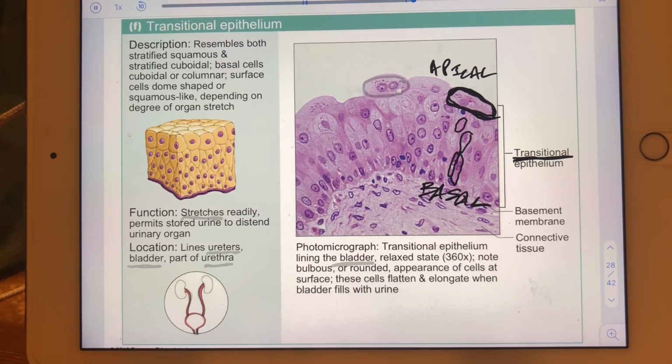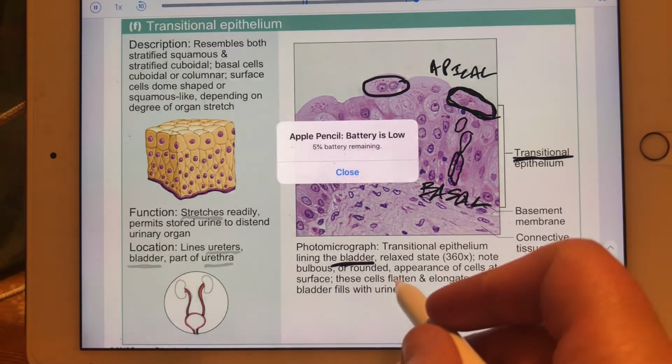Okay, and this particular micrograph was taken in the urinary bladder, which is one of the poster children for transitional epithelium. When the bladder is relaxed, I'm more likely to see these muffin tops. Whereas when it's stretched because it's full, in other words, when it's distended with urine, then the shape of these cells changes and isn't as muffin toppy. Okay, so be careful with that.